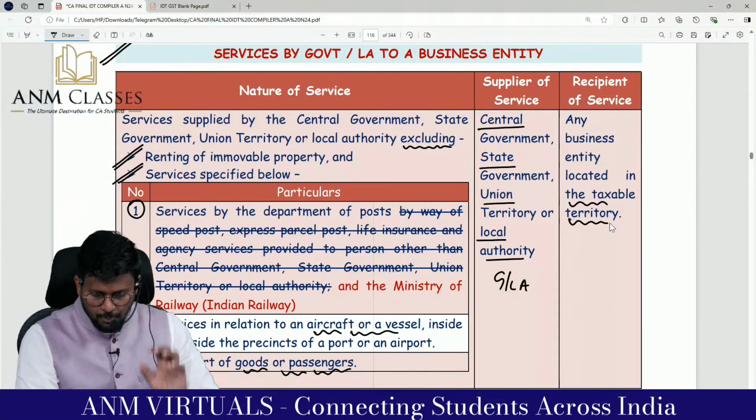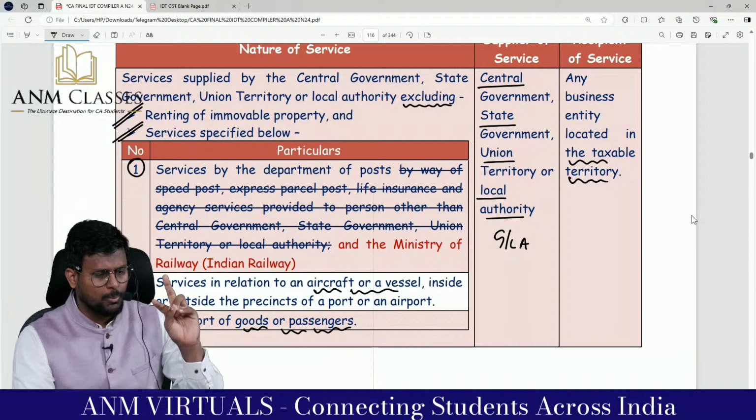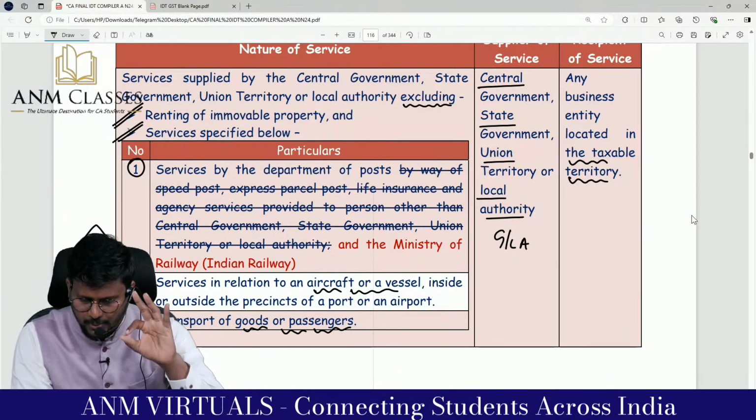But this RCM will not be applicable for two things. Number one, renting of immovable property and specified services. Specified services are classified into three categories.